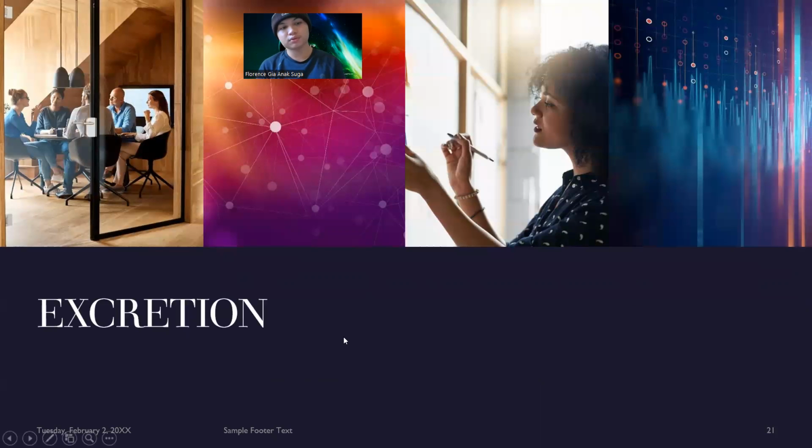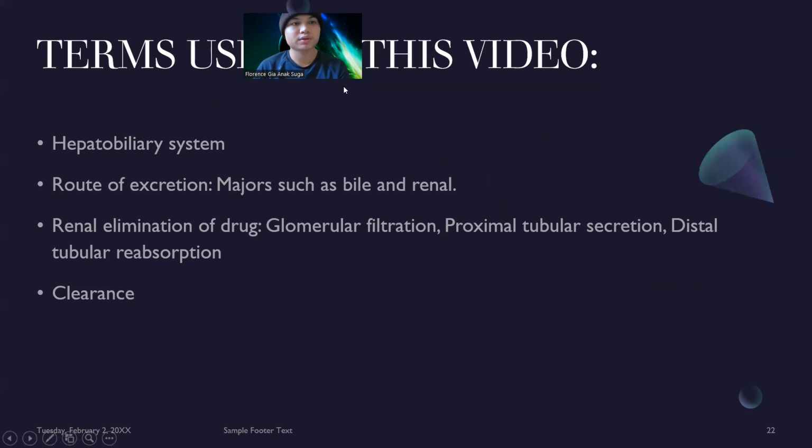So now we move on to excretion. What are the terms to use based on the video given? Firstly is the hepatobiliary system, one of the major routes of excretion, such as the bile, and the renal route, and also the renal elimination of drugs, which involves several parts, including glomerular filtration, proximal tubular secretion, and distal tubular reabsorption. Lastly would be the clearance.